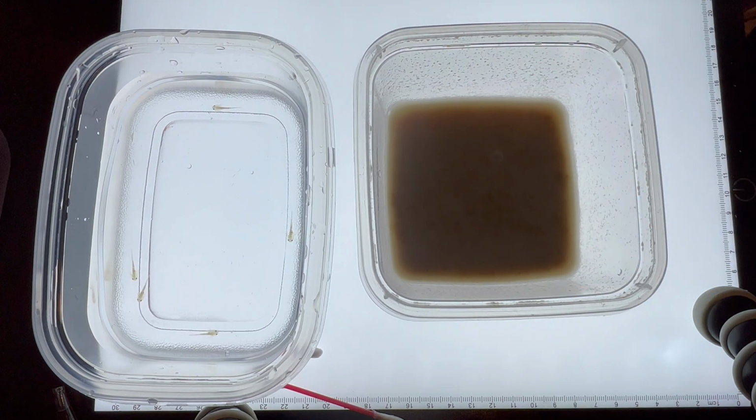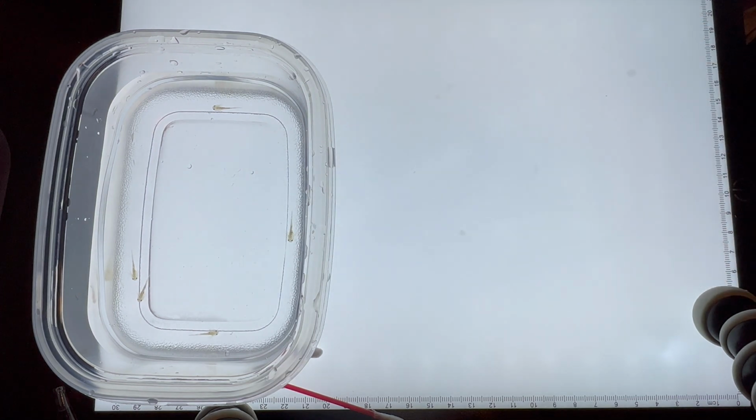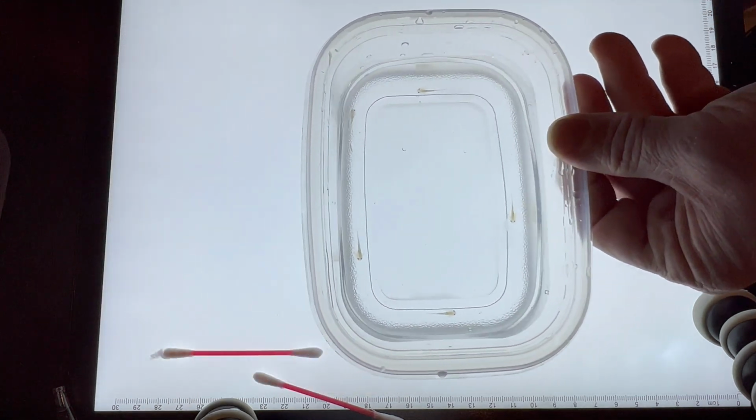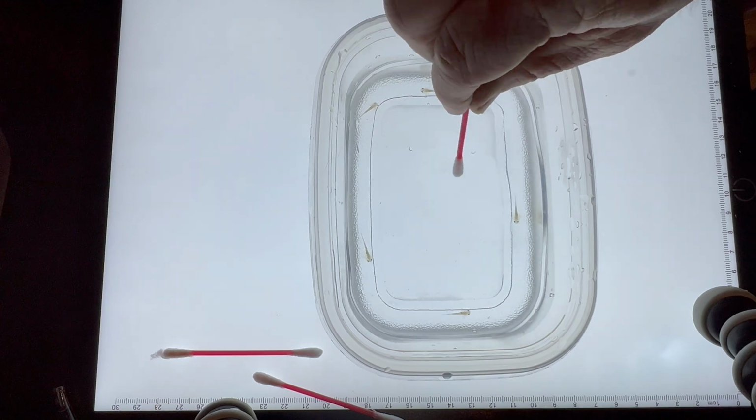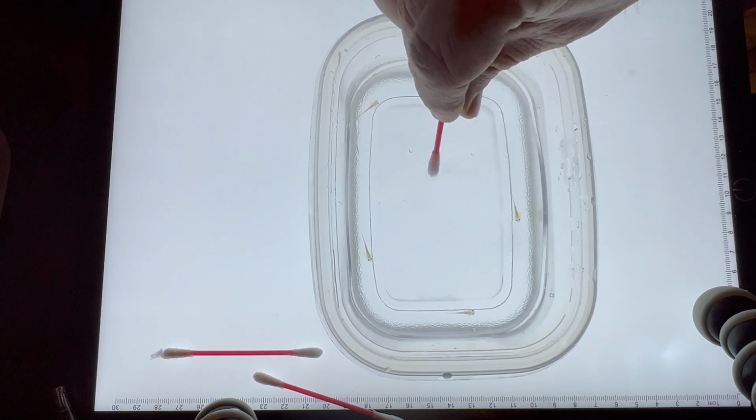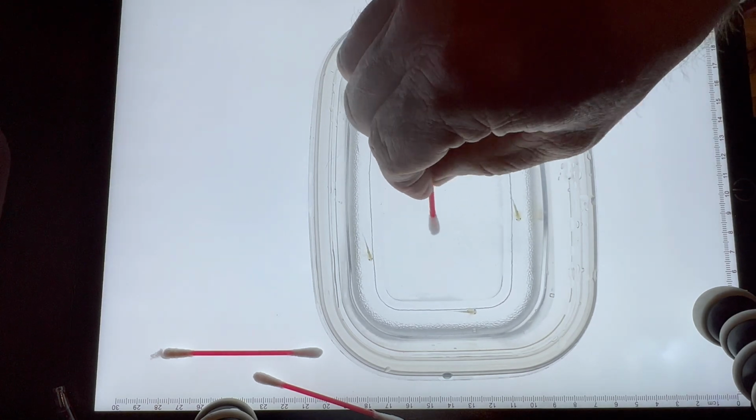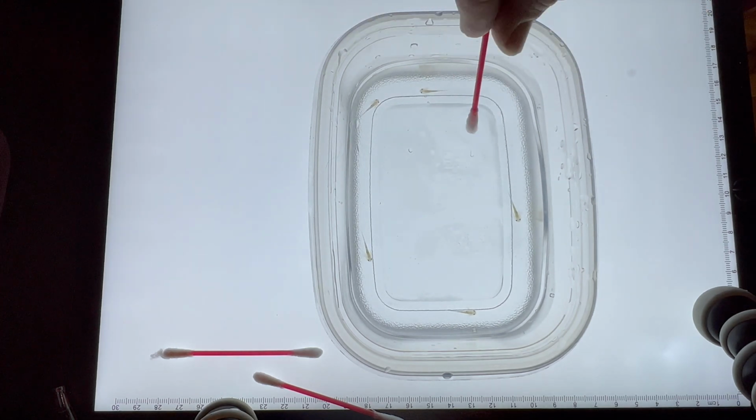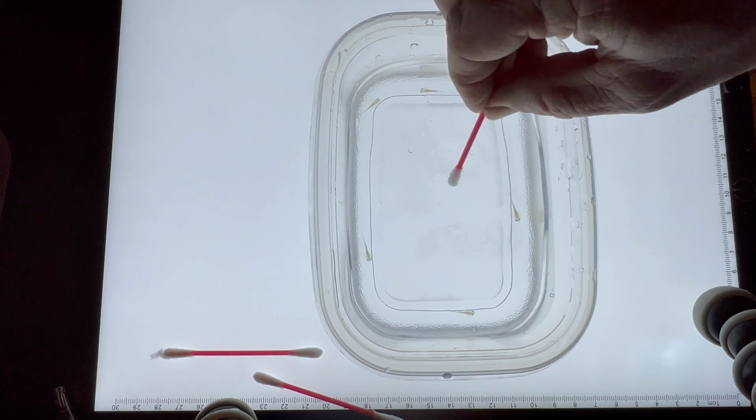And this stuff is nasty. So now, hopefully they're all on the Q-tip. Just take that into the water and just kind of spin it. You have to be careful with that one not to get the culture in there, because the culture is really nasty.